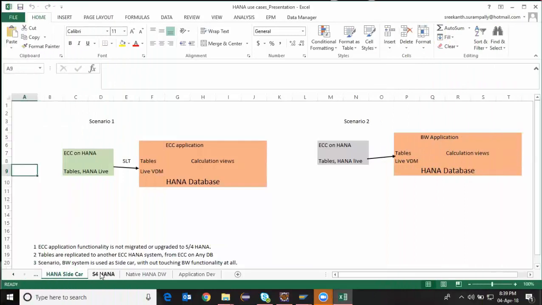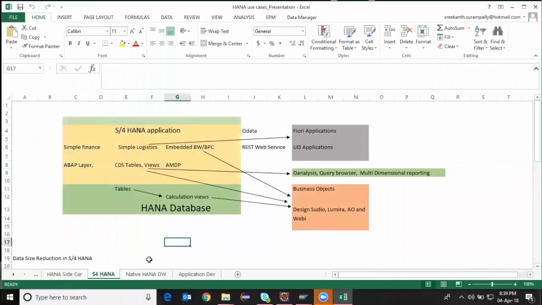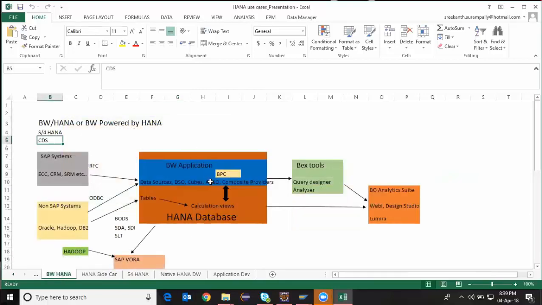And now I'm going to take the third case, which is S4 HANA. And we also have BW on HANA, which is going to be the next topic. So in these next 10 to 12 sessions, we will talk about S4 HANA and BW on HANA. What it means is that S4 HANA and BW on HANA are not native to the HANA database.